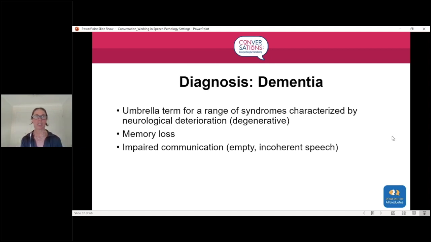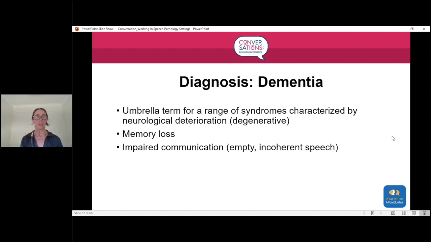One challenging diagnosis that you do come across in the aged care setting is dementia. Dementia is actually an umbrella term for a range of syndromes, including Alzheimer's, but basically all the syndromes are characterised by neurological deterioration. Okay, so it's the brain wasting away. It's a degenerative disease. And I guess its hallmark feature is memory loss. That's what a lot of people associate dementia with, is the memory loss, and it can really impact upon a person's daily life and quality of life.